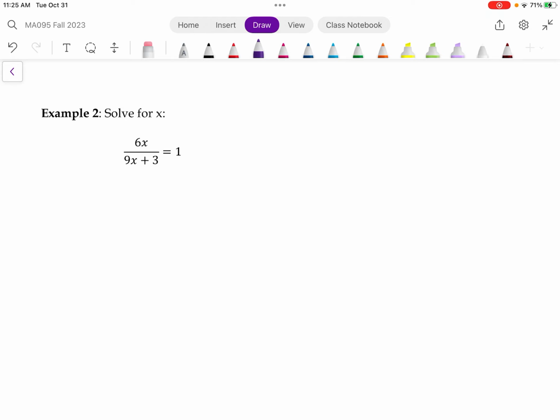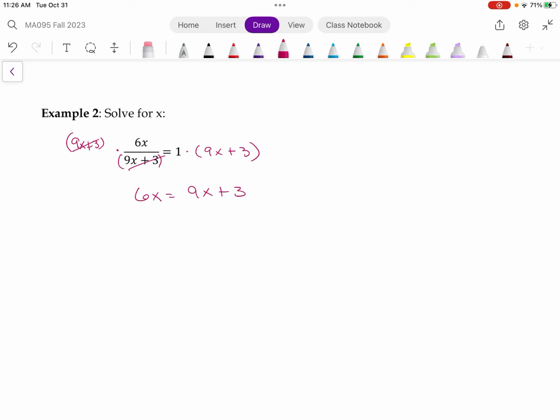All right, so here we have, think about what you might need to do. We want to clear the denominator. How are you going to do that here? Well, you're just going to multiply both sides by this 9x plus 3. So 9x plus 3, and I'm going to put it in parentheses every time I do this. So don't skip that part, because when you have negatives, it can really mess you up. All right, so the 9x plus 3 cancels out, and I've got 6x equals 1 times 9x plus 3.